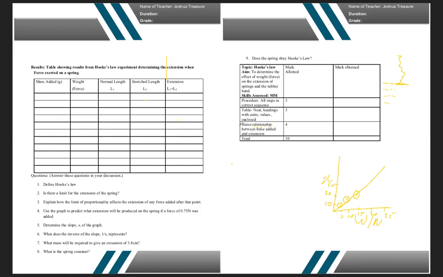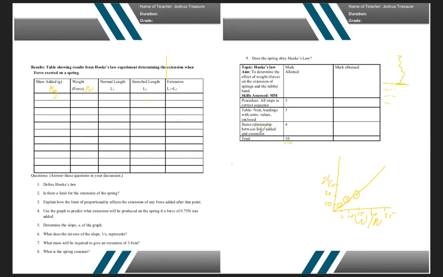So each lab is about 10. You have to look on the mark scheme, and you have to look on which part of the lab is very important. So procedure, you have 3 marks, right? You have table, neat headings with units. So you have to ensure that your table is neat, your headings are there with the proper units, changed to kilograms, and you have your newtons here and so forth.